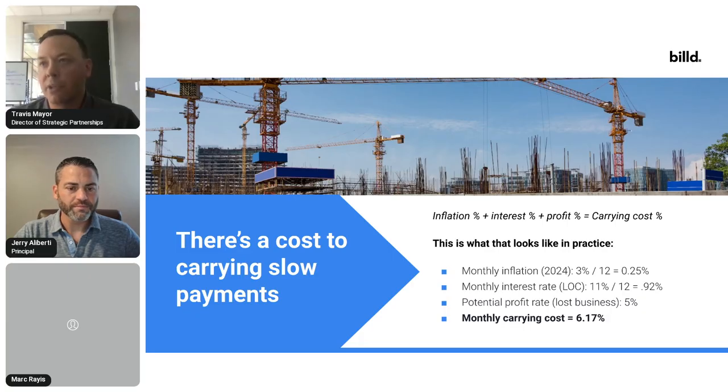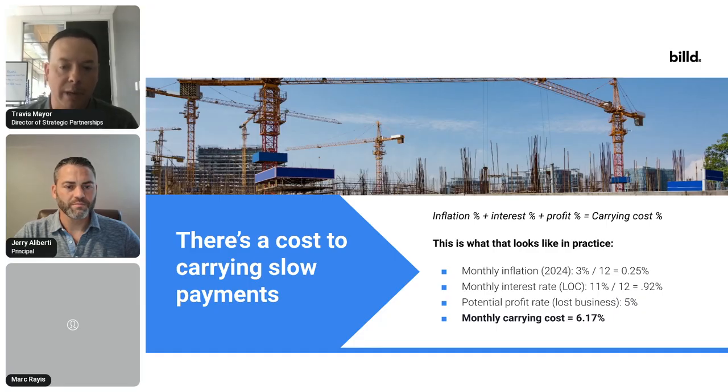But a simple formula: take the inflation that's happening at a monthly rate, right? Your most used capital option, you can take the rate or the cost associated with that. And then potential profit is the one I was just talking about, right? That's the one that gets missed most often. How do I put a dollar amount or a percentage to those opportunity costs associated with what I'm not doing, based on the constraints that I'm subject to?